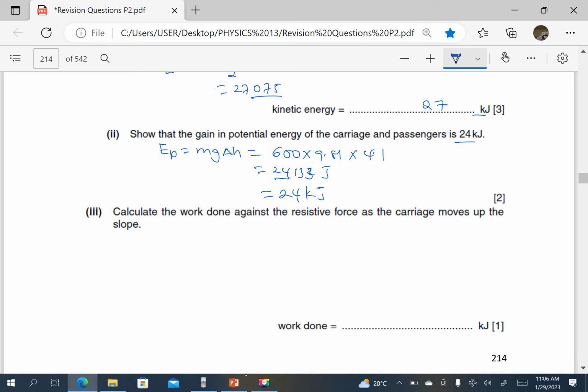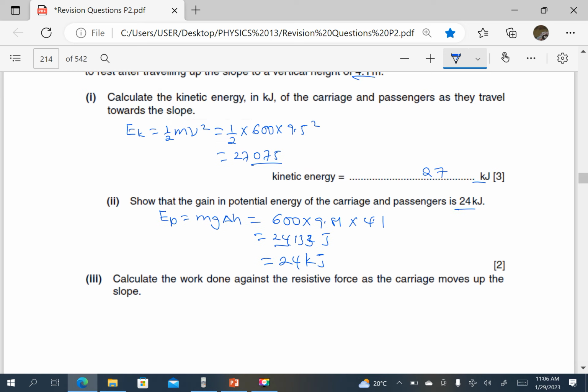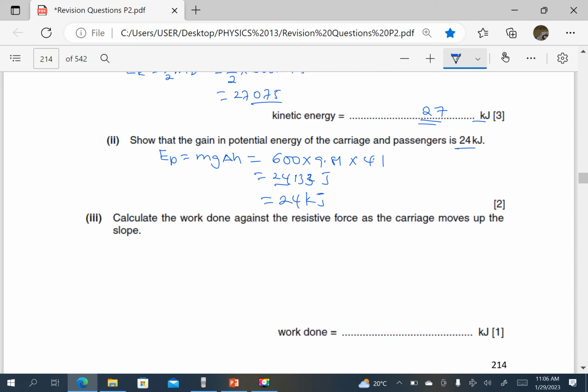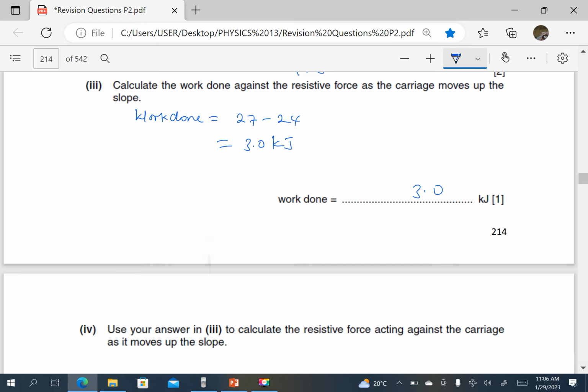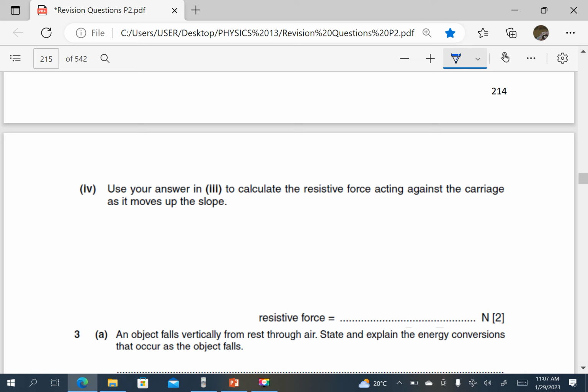Calculate the work done against the resistive force as the carriage moves up the slope. Work done against, this is the gain in potential energy. This is the kinetic energy with which it reaches the slope. So you see the loss in kinetic energy is not equal to the gain in potential energy. So there's some work done against resistance. And that work done is simply going to be 27 minus 24, which is equal to 3.0 kilojoules. So this is 3.0. So let's end here with part one with this question.